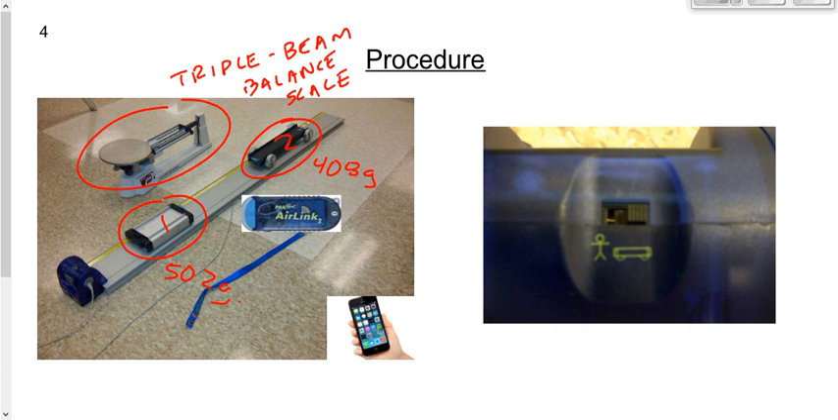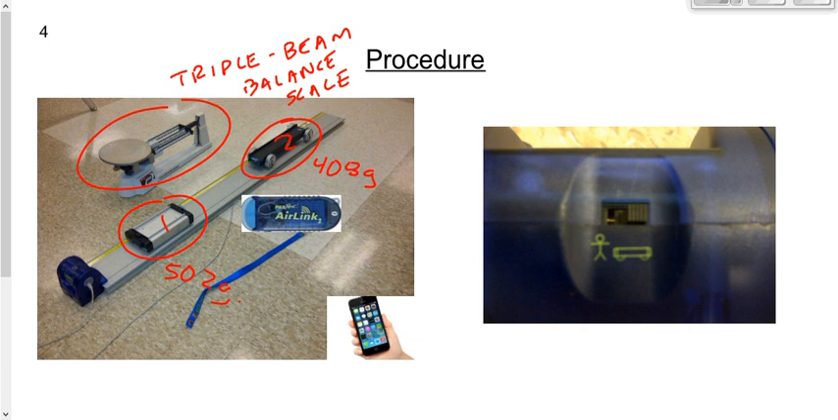Make sense? Maybe even snap a photo of it so that later on when you go back to write this up, you can look at the photo and remind yourself, okay, this was mass 1 and I remember weighing this one and it had a mass of this many grams and so on. So, a triple beam balance scale to measure the mass of each of these carts.